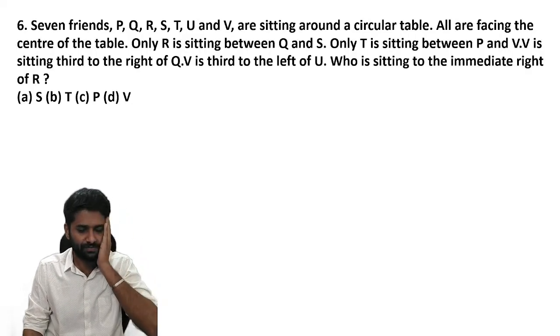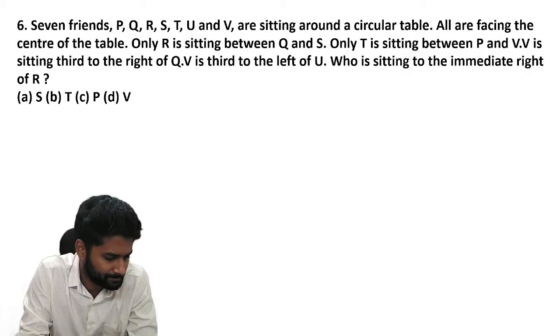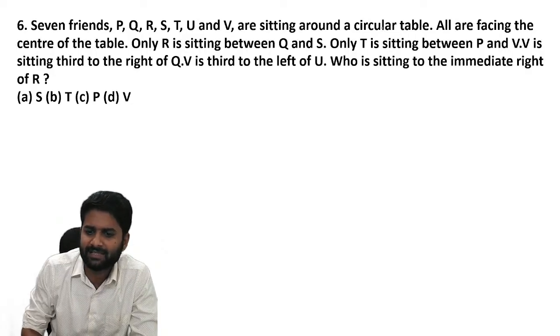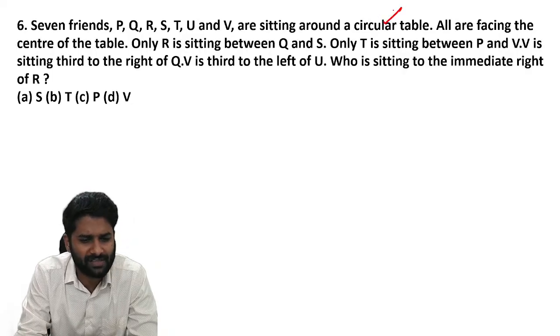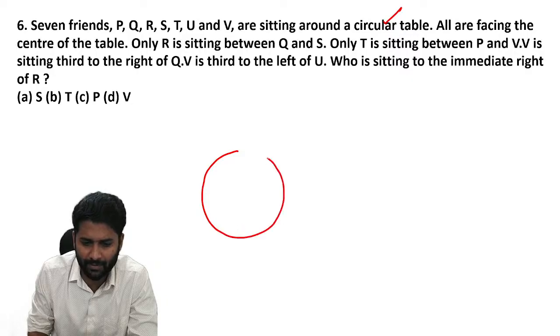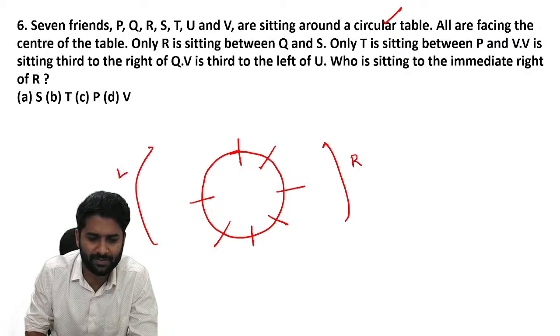So let's see this question from the circular arrangement concept. Now see, in total there are 7 friends sitting at a circular table. All are facing the center of the table. So we have to arrange 7 people. They clearly mention that all are facing towards the center, which means there are right side people and left side people.